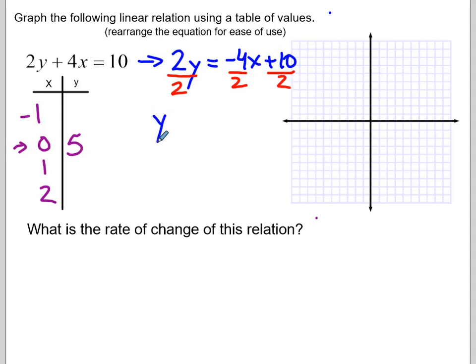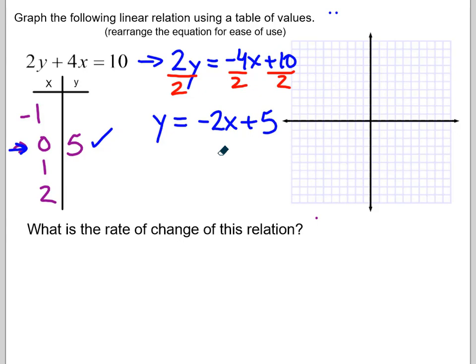And now I have y equals negative 2x plus 5. Now, if we tested this again, if I put a 0 in here for the x, negative 2 times 0 is 0, plus 5 gets me back to 5. So I found that value twice using two different methods, so I'm pretty happy with that.